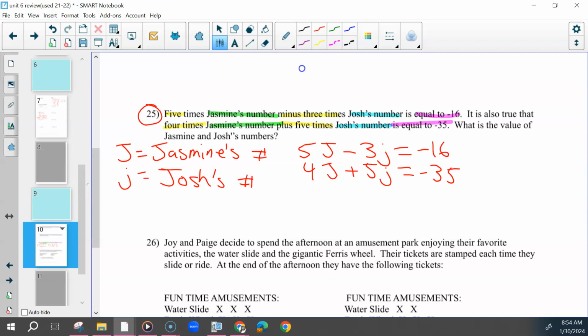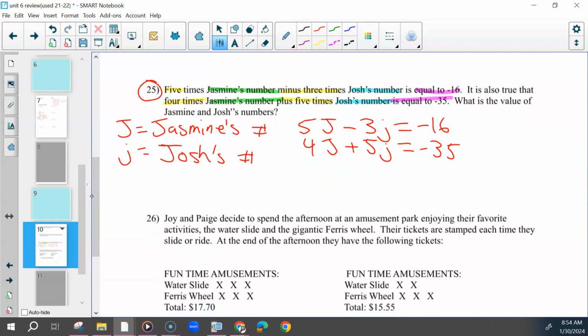Elimination would probably be best here. We have to find both, so it doesn't matter which one we eliminate first. Let's say we were getting rid of the lowercase j. We would need to multiply the first one by 5 and the second one by 3 to get 25 uppercase J minus 15 lowercase j equals negative 80. Is that right? Double check that last one.